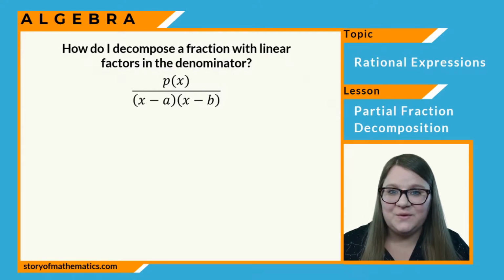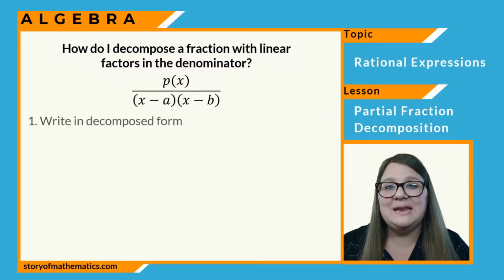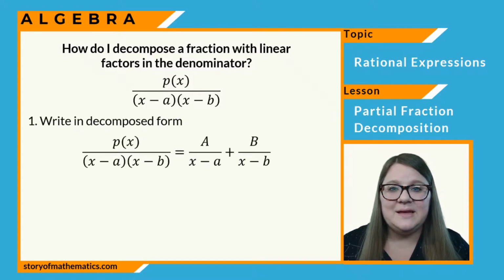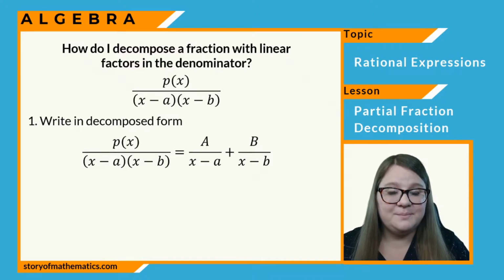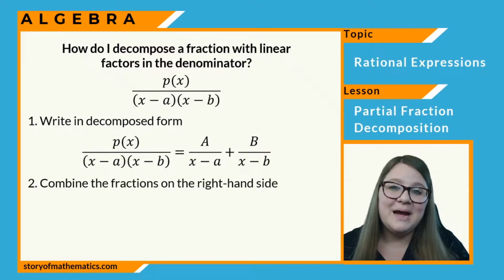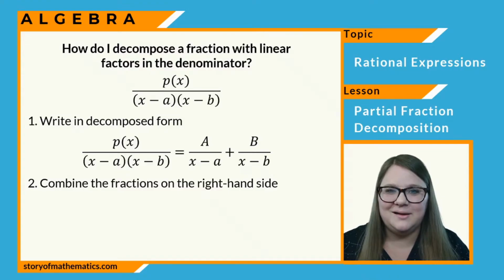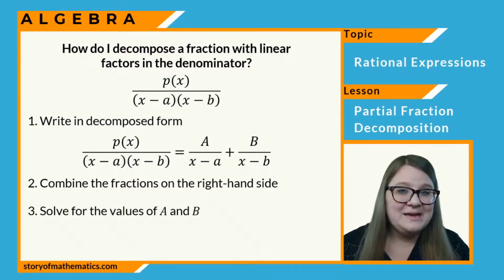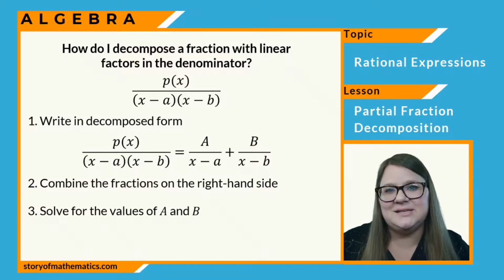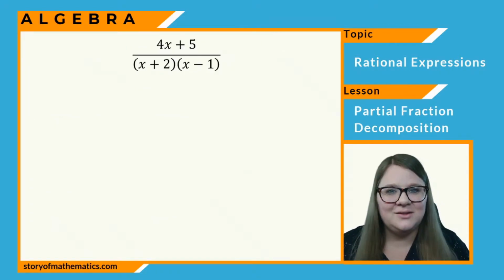Once you see that it's in this format, and it may require that you factored the denominator to get here, you'll be able to write it in its decomposed form. And that's going to be A over the first factor plus B over the second factor. Once we have that, we'll be able to combine the fractions on the right-hand side by finding their least common denominator. Then we'll solve for the values of A and B and substitute them into that decomposed form for our final answer. This helps a lot when you take a look at an example, such as 4x plus 5 over x plus 2 times x minus 1.